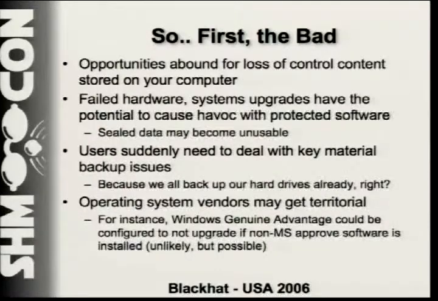So the bad. There's a lot of opportunity for loss of content control, failed hardware. We talked about a lot of these. Users need to deal with key material. Users can't send encrypted email to each other, right? So we got to make the key material handling an easy thing for them. And operating systems may get territorial. There's some concerns that Windows Genuine Advantage, for instance, would basically say, oh, I won't upgrade your OS because you're running Firefox. Like that's the new conspiracy theory of the week.